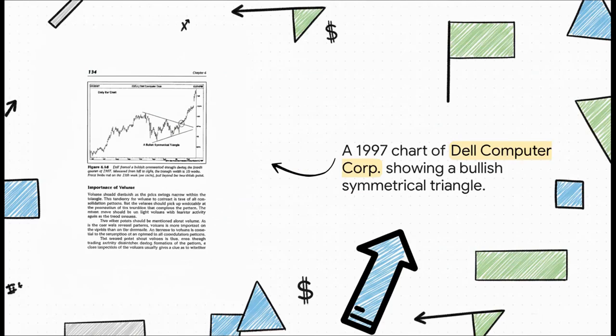And here it is out in the wild. This is a real chart of Dell from back in '97. You can see that strong uptrend leading into the pattern, right? Then the price gets squeezed into that coil for a few weeks, and then bam! Look at that powerful breakout to the upside.